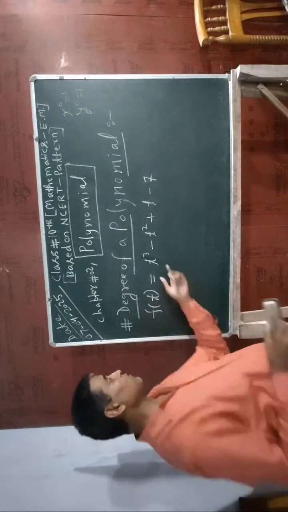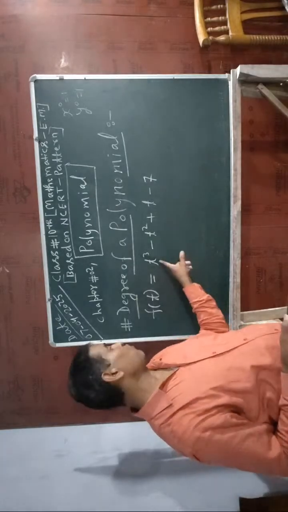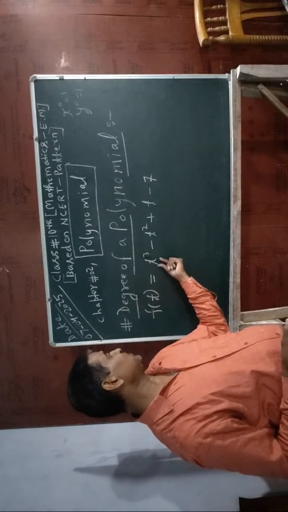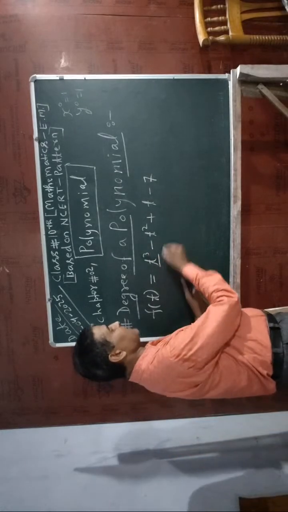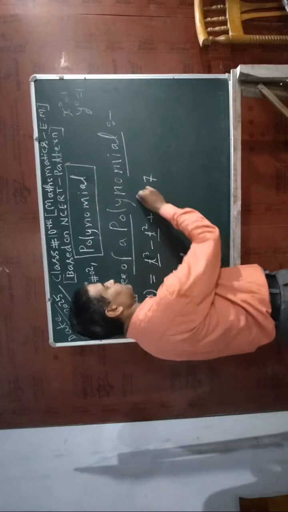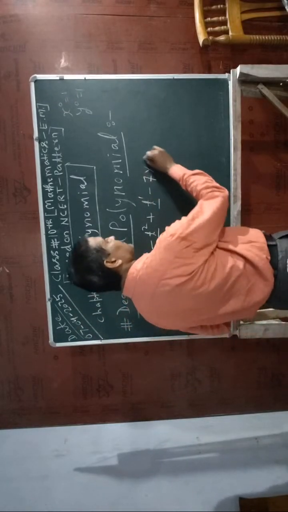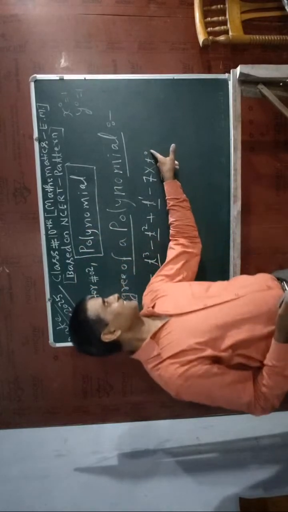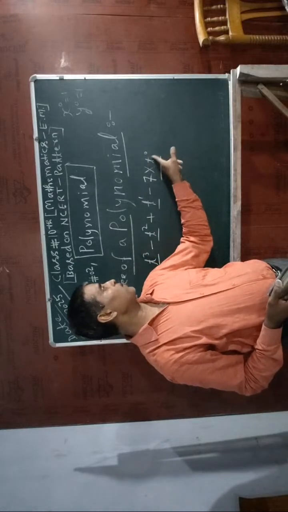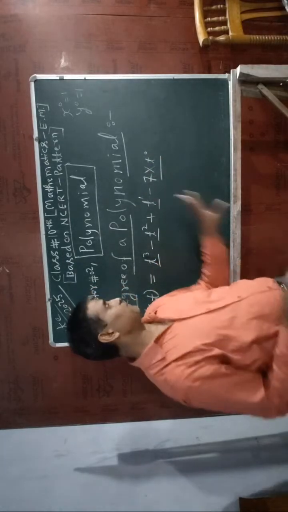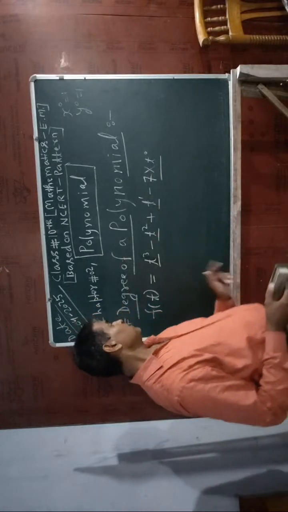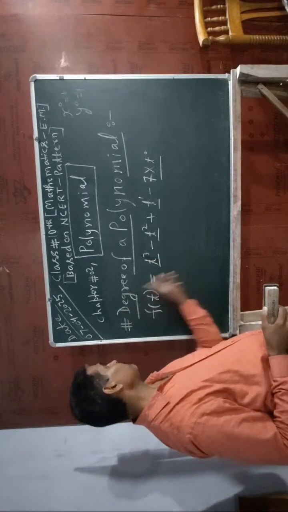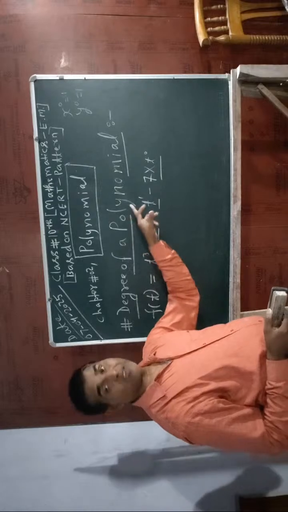The variable is t and the maximum power is 3, because this term has power 3 and this term has power 2, this term has power 1, and for the last term t to the power 0 becomes 1, so 1 multiplied by 7 is 7. I can arrange it like this, but here I will say this polynomial has maximum power 3. So the degree of the polynomial will be 3.